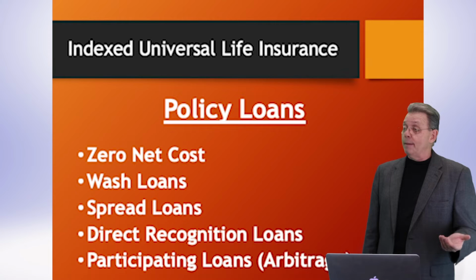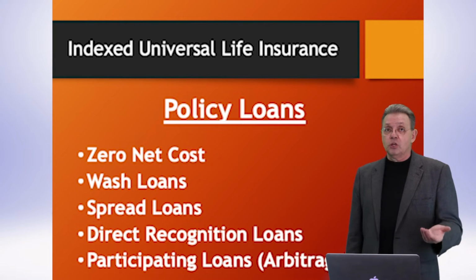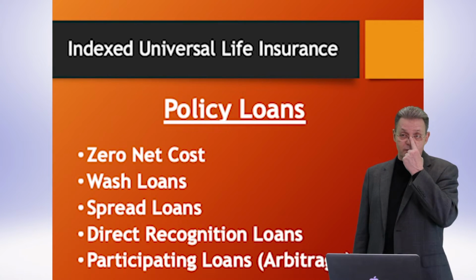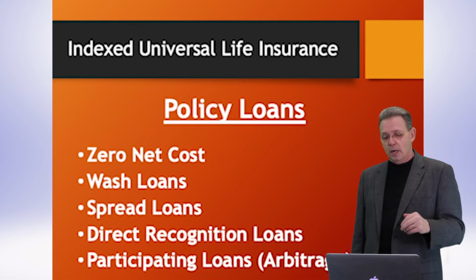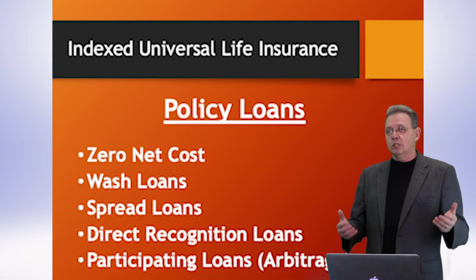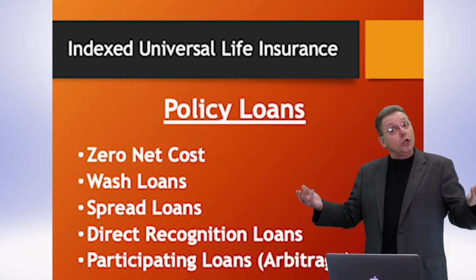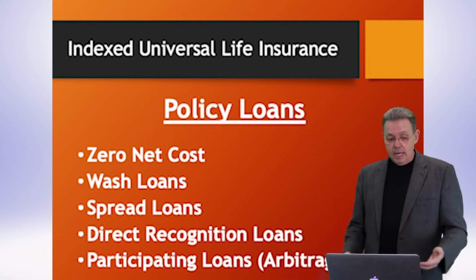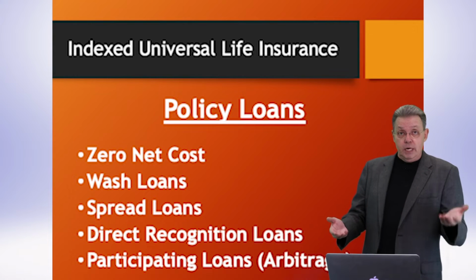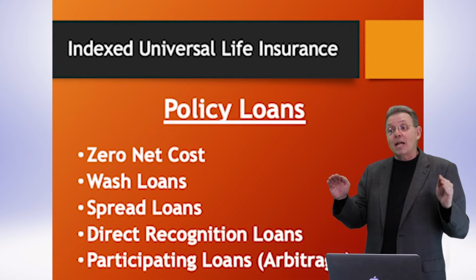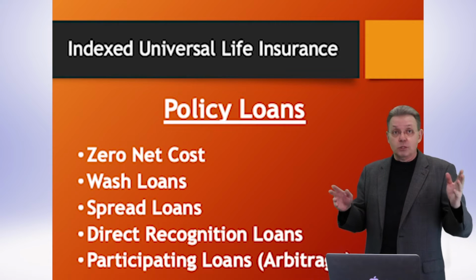There's only one carrier left that I'm aware of that uses zero net cost loans, which is the charging and crediting of the same rate, about 60 to maybe 80, 90 days apart. And a wash loan is the charging and crediting of the same rate a whole year apart, 365 days. And a spread loan is a different rate. Maybe you're charging one rate and you're crediting the other, but there's a differential in the actual, maybe it's 2%, maybe it's 1%.